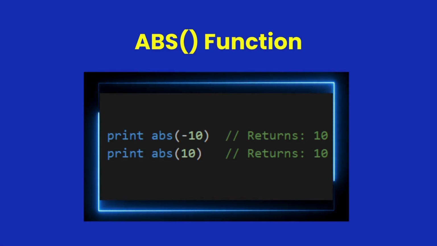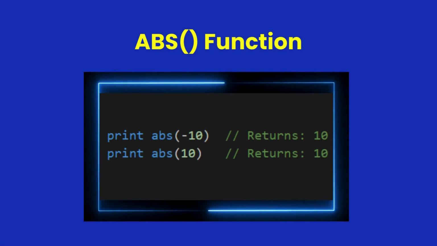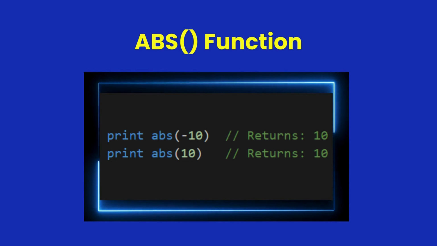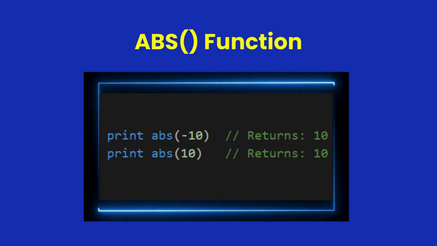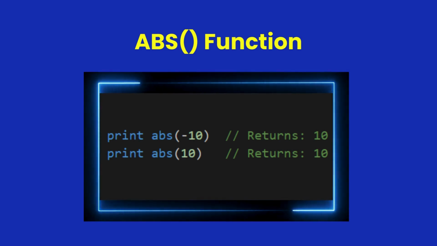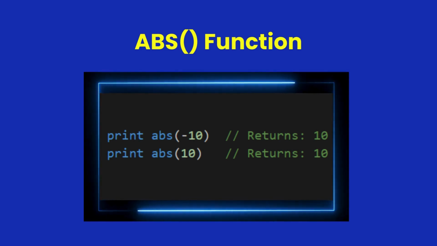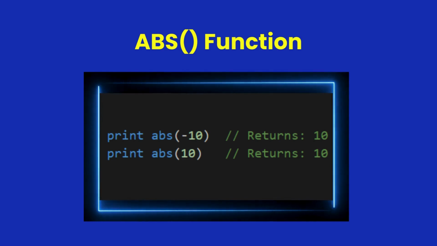The ABS function returns the absolute value of a number, removing any negative sign. Here are a couple of examples. Using ABS, you can ensure that the value is always positive or zero, which is useful in various mathematical computations.